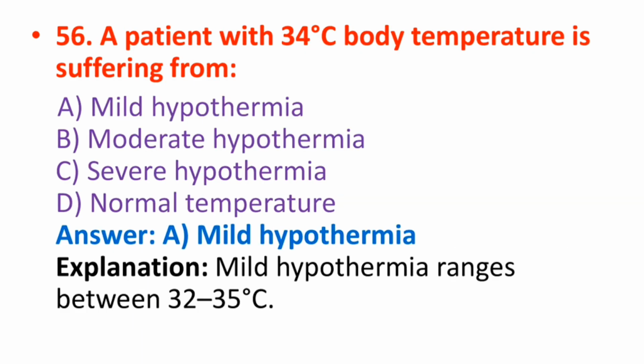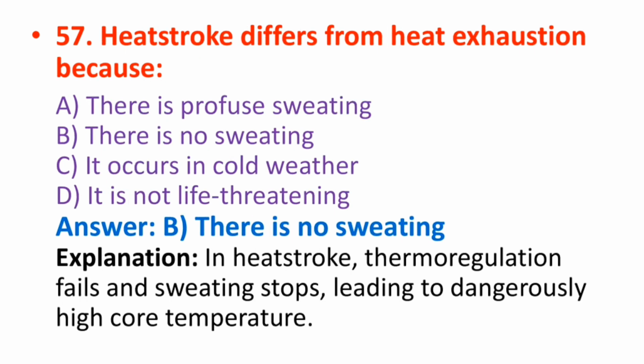A patient with 34 degrees Celsius body temperature is suffering from which condition? Option A, mild hypothermia. Option B, moderate hypothermia. Option C, severe hypothermia. Option D, normal temperature. The correct answer is option A, mild hypothermia. Mild hypothermia ranges between 32 to 35 degrees Celsius. A patient with 34 degree Celsius body temperature is suffering from mild hypothermia.